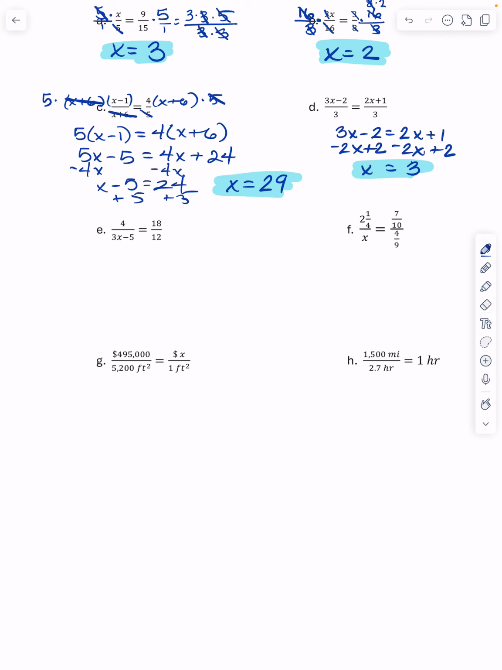Because they are proportions, if I only have the ratio on each side, if 4 over 3x minus 5 equals 18 over 12, then I should be able to flip those. 3x minus 5 over 4 is going to equal 12 over 18. This makes my life a little easier because I'm only multiplying both sides by 4.